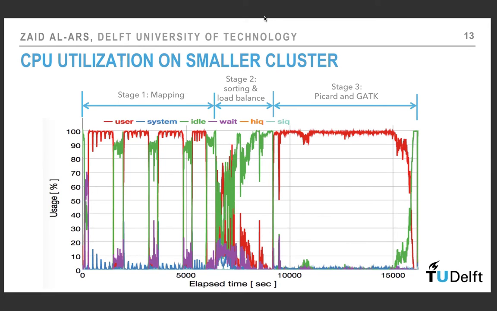In the first stage, the mapping stage, and the third stage, the Picard and GATK stage, we see that the CPUs are very well utilized with very high efficiency. In the second stage, the sorting and load balancing stage, we see that there is a significant amount of idle time, since there is a lot of communication taking place between the different nodes to communicate the data after the reads are mapped.